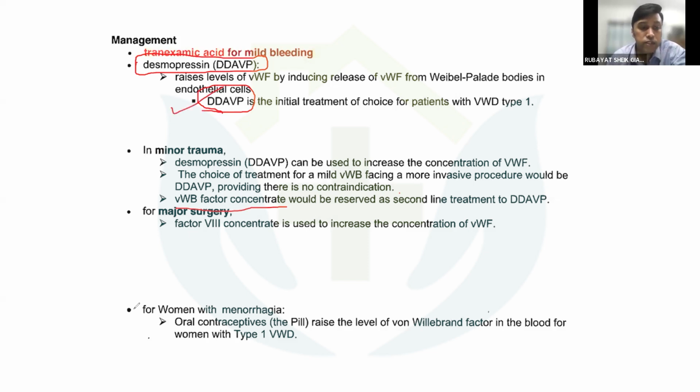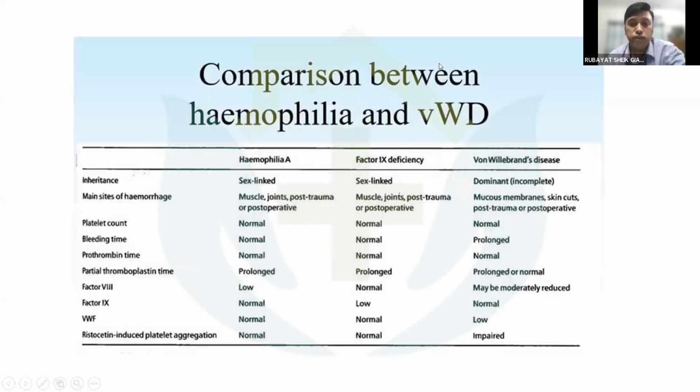In women with menorrhagia, OCPs can be used. So this is a very common and favorite question in part 1. What is the treatment of choice of von Willebrand disease?